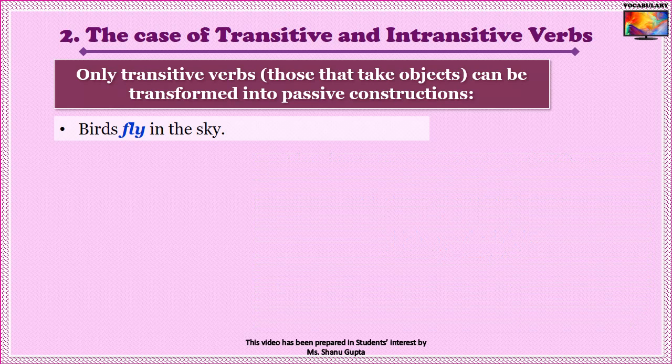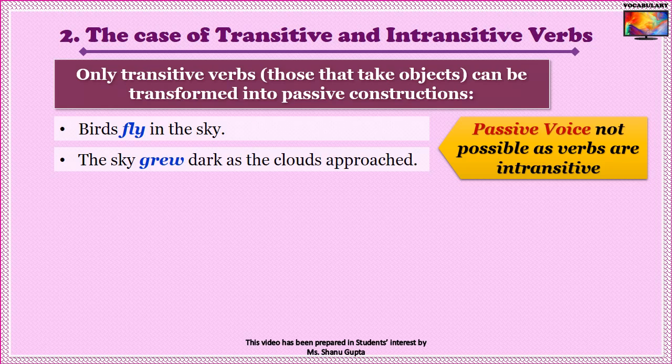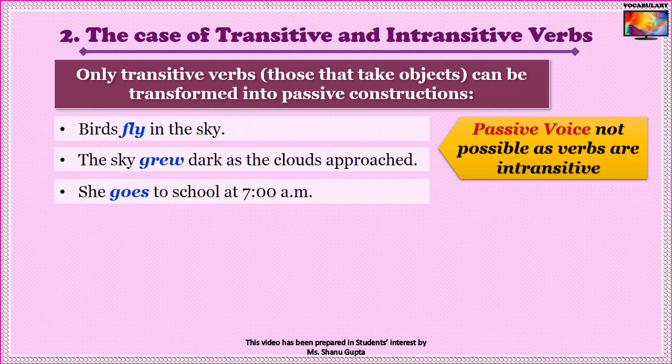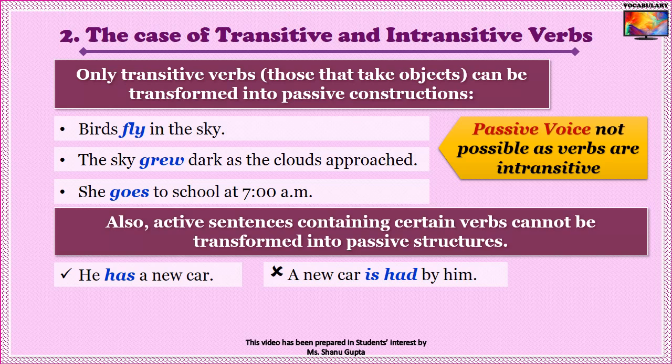Similarly, the next two sentences have intransitive verbs, so passive voice is not possible. The sky grew dark as the clouds approached. She goes to school at 7 a.m. Also, active sentences containing certain verbs cannot be transformed into passive structures. To have is the most important of these verbs. We can say, he has a new car. But we cannot say, a new car is had by him.